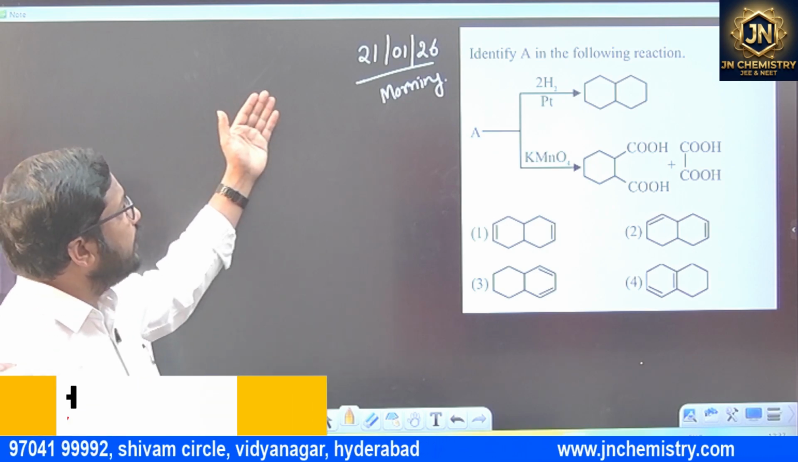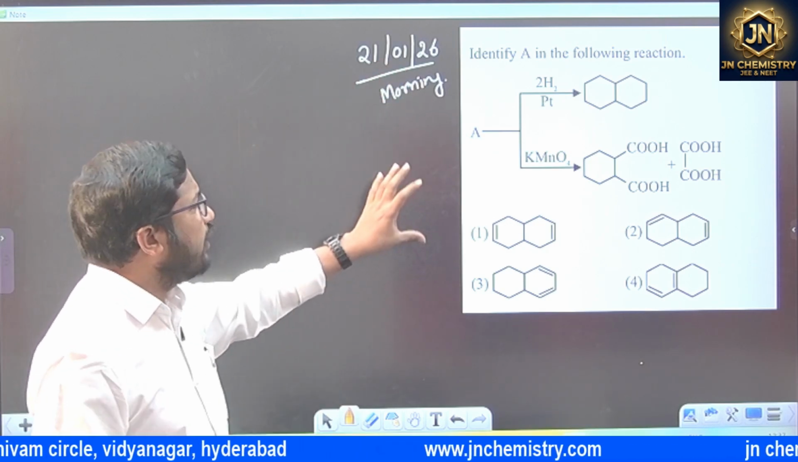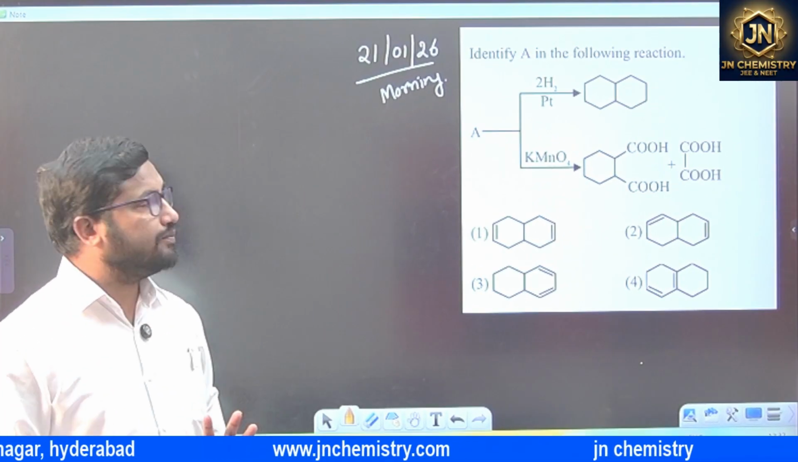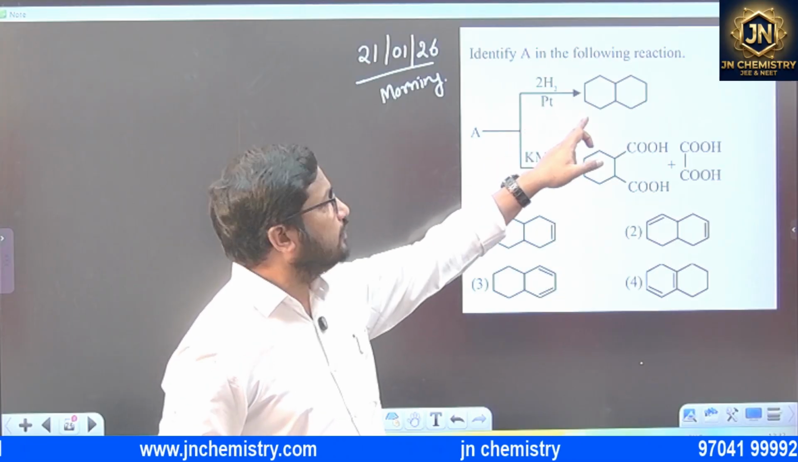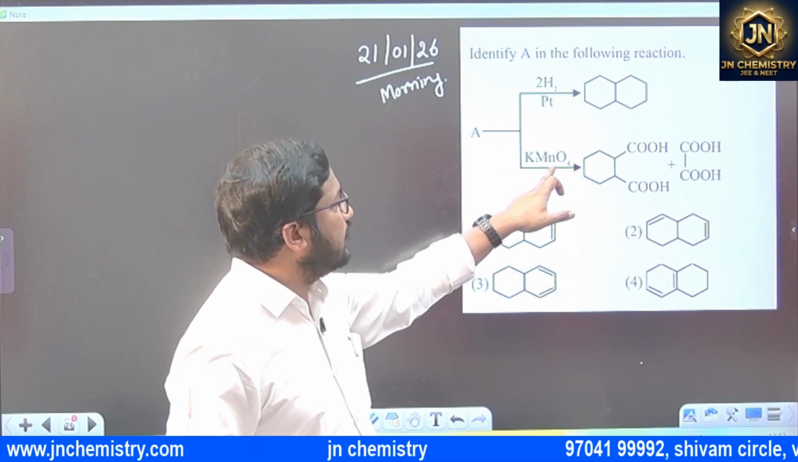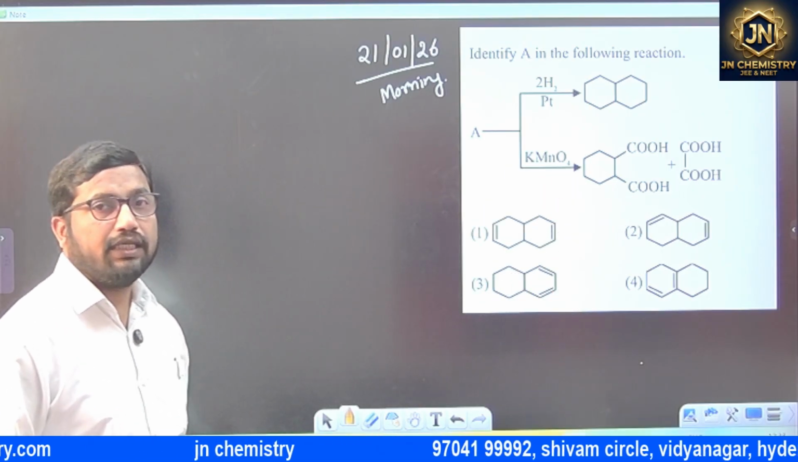So this is a January 21 JEE Mains question from organic chemistry. One of the easy questions, so I'll try to give a detailed explanation here. Particularly, A in hydrogen in presence of platinum, so we'll get alkanes. It's just a reduction reaction, as well as in the KMnO4 this product is forming. So which of the following is correct?